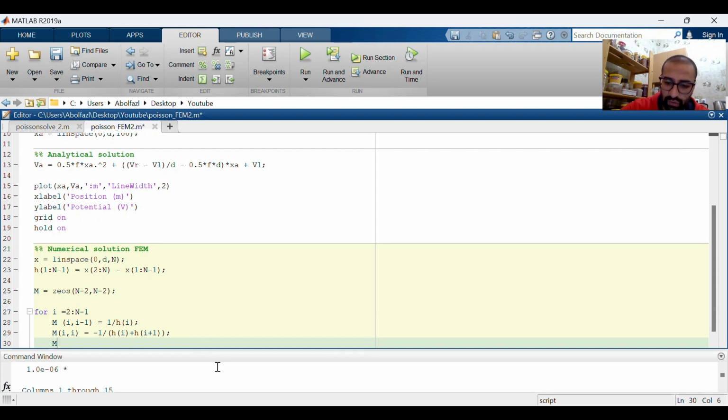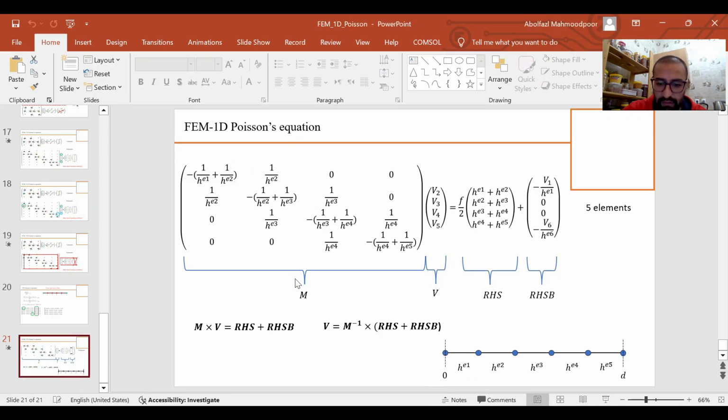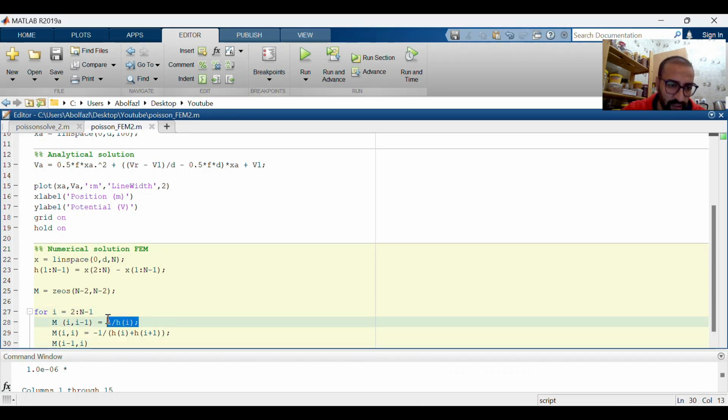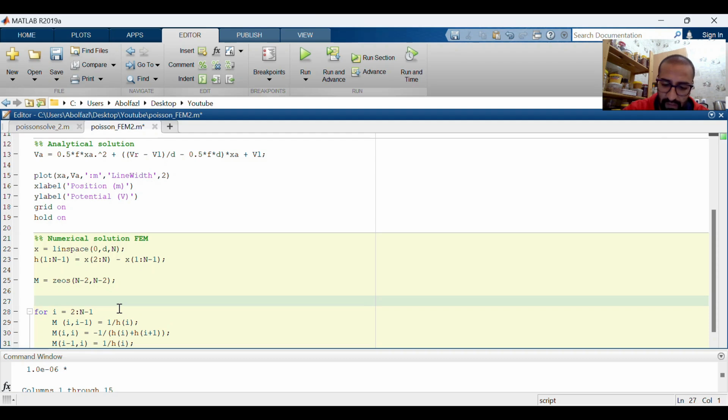And about m12, it means that it should be m I minus 1, and I. When I is 2, it gives us 1,2. First row, second column. This is also like previous again. It should be 1 over hi. Therefore, I copy it from here and paste it here. But one thing is left, and that is m11.